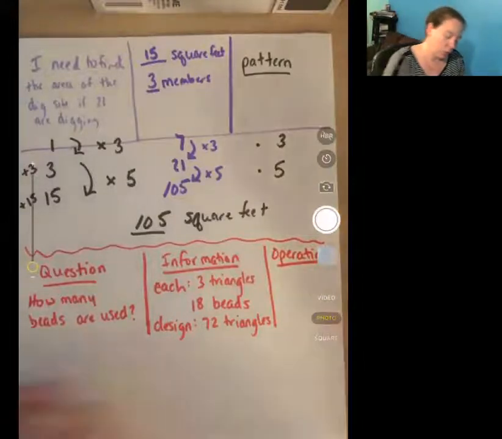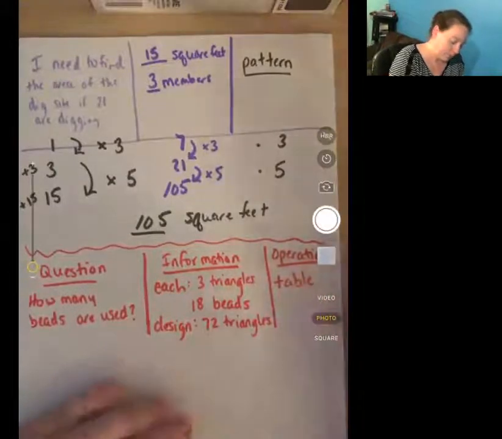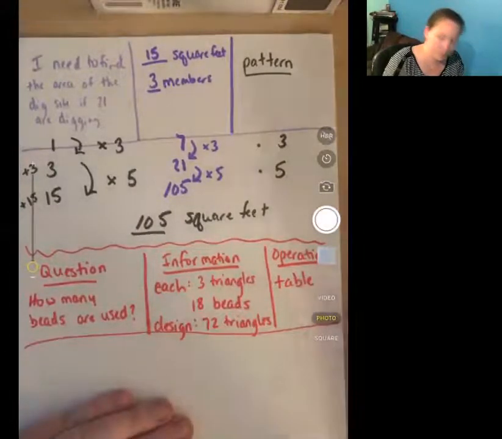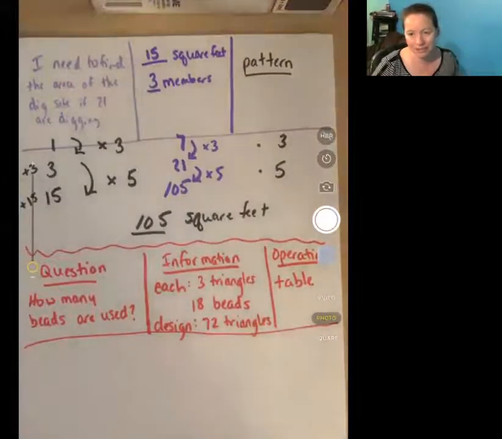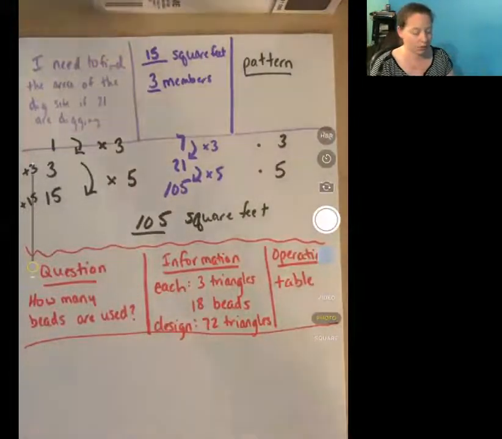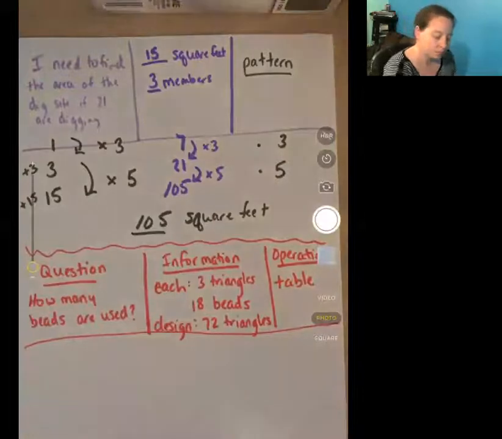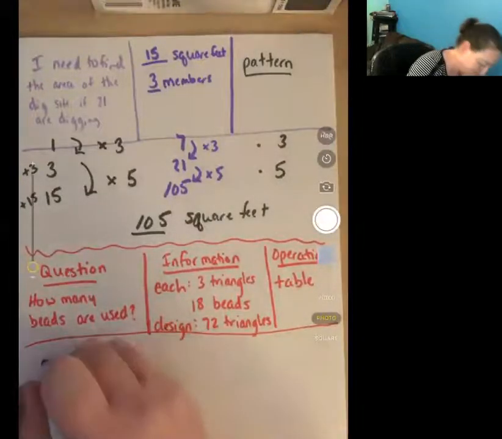The operation we're going to use is a table. We're going to make a table. If you want the actual operation, it's multiplication and division, finding the pattern. So you could write down, find the pattern, find the rule, find the table, however you want to put it. So our table ends up looking like this.